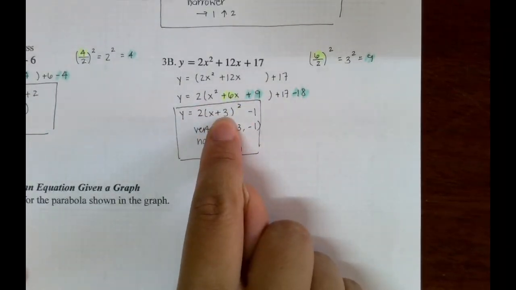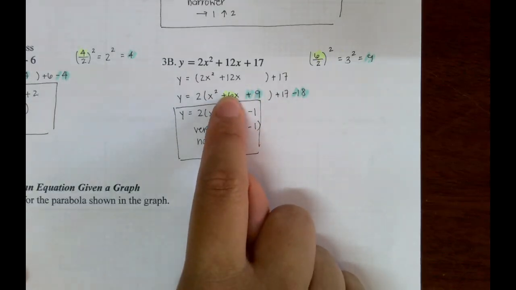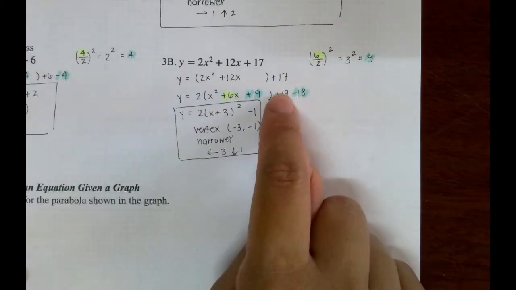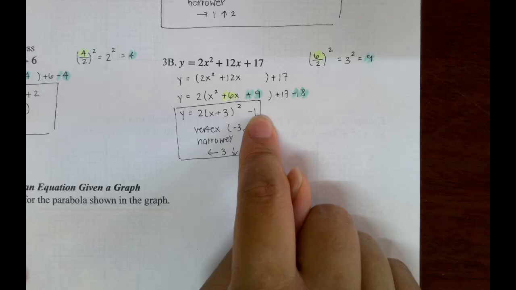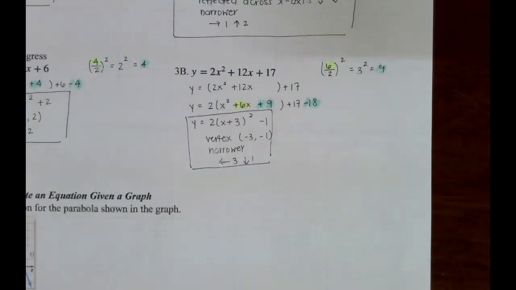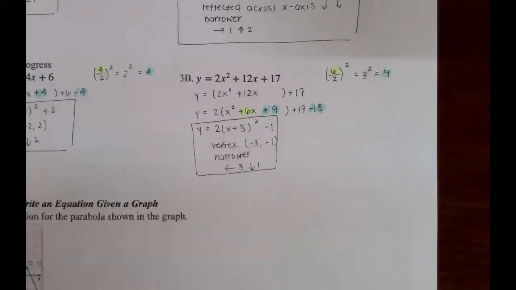This is x plus 3 squared. I can check because 3 squared is 9, but 3 times 2 is 6. 17 minus 18 is -1. There you go. Okay. So now on to our last example.